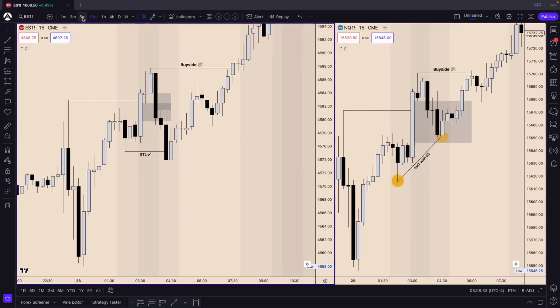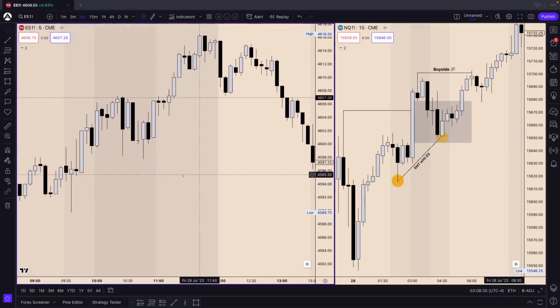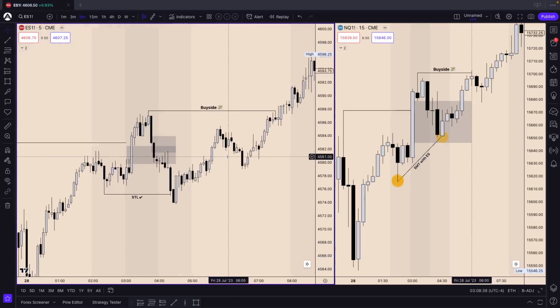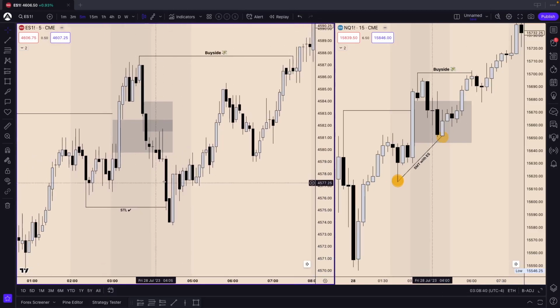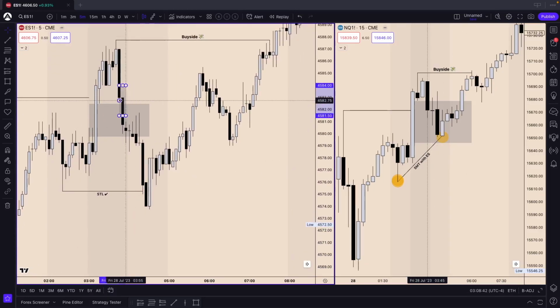So let's check ES on a 5-minute time frame and see what information we can get out of it. So we cleared the sell side. We had our short right here. Let's get rid of this stuff that's not interesting or important to us right now.